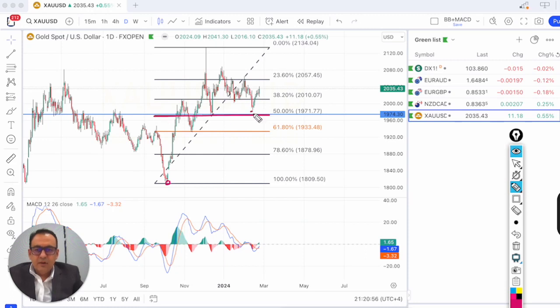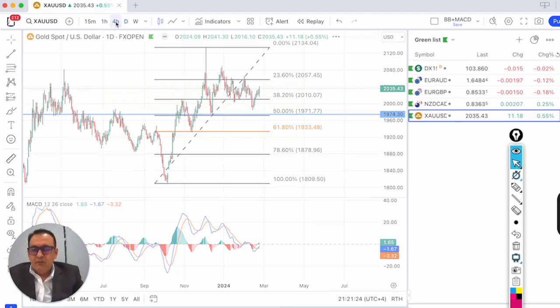In fact, it has not even retested this level, and it has bounced back very sharply. So the next major resistance level is 2057. Until dollar remains under pressure, I can expect that gold to reach at least 2057, and if it crosses above 2057, then the bull run should continue to the next level.